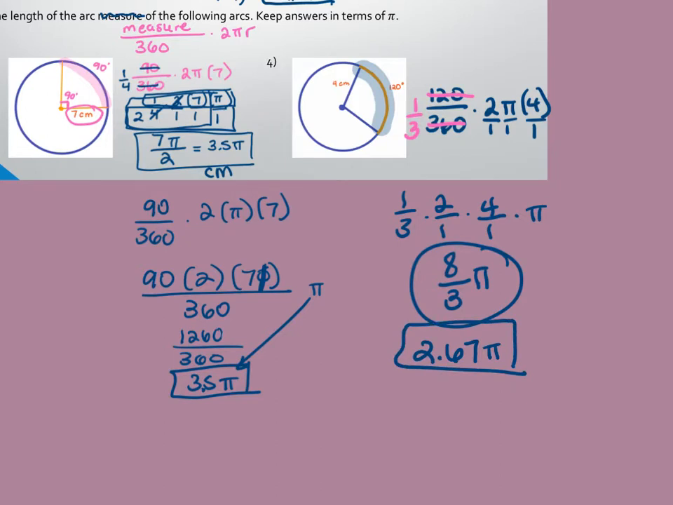Your quiz, you're going to do almost like a take-home quiz on Friday. You're going to have the option. It's going to be open-ended. So you're going to have the option to either leave it as a simplified fraction, or as a decimal, as long as you keep pi in your answer.